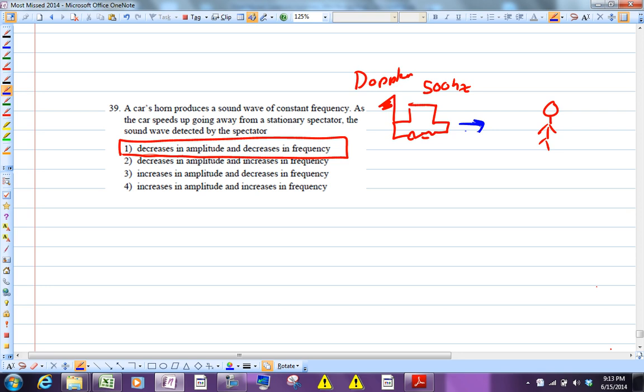If it goes away from you, the opposite is true. Instead of hearing 500 hertz, you might hear 400 hertz. It's going to be lower. So as it goes away from you, you're going to perceive a lower frequency. It's also going to get quieter as it gets further away, so it's going to decrease in amplitude. The answer is 1.